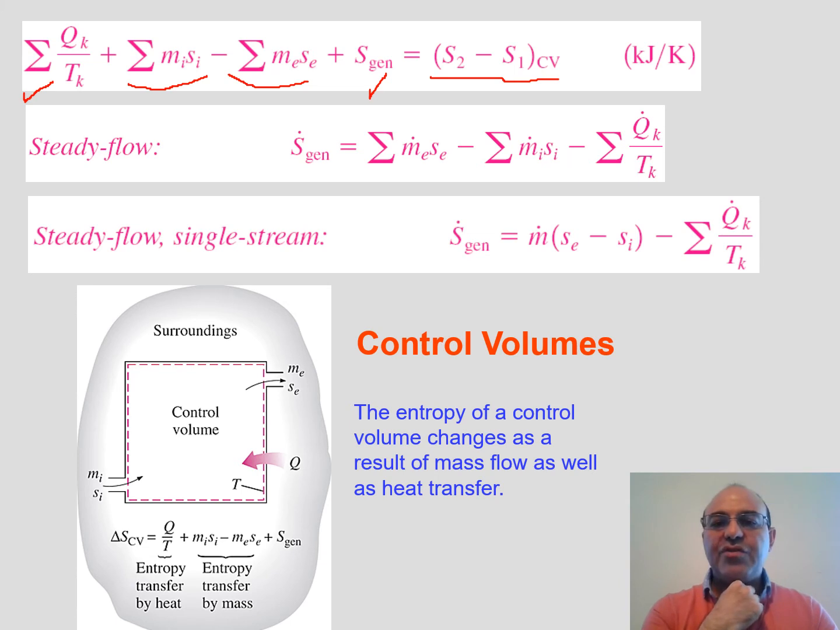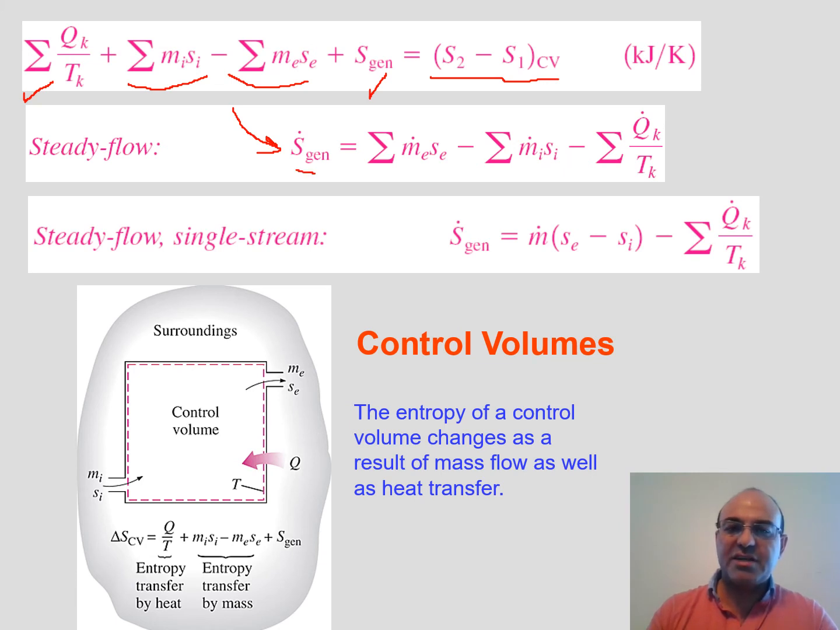If we want to apply it for a steady flow problem, then we should show these equations in the rate form, so we need to put a dot on top of all of them. If we do so, Q becomes Q dot, m's become m dot, S generation becomes S dot generation, and for a steady flow, this term S2 minus S1 of the control volume does not change because it's a steady flow. So the above equation is converted to this form. If we rearrange, it's still the same as above. It's in the rate form and it's been rearranged.